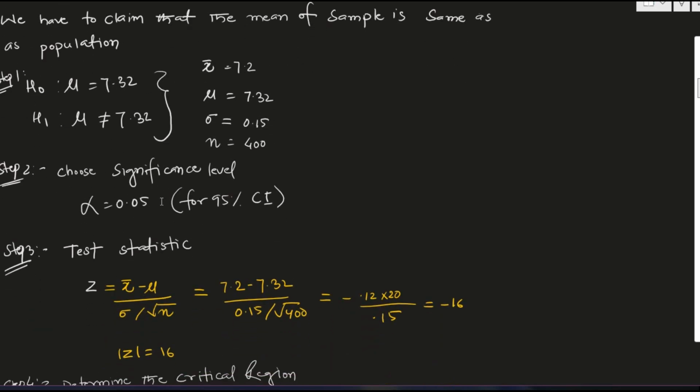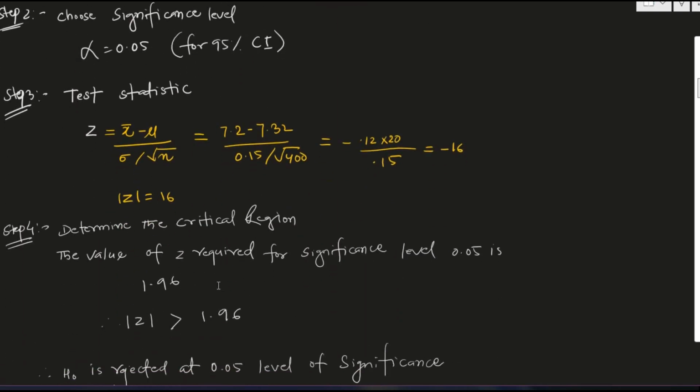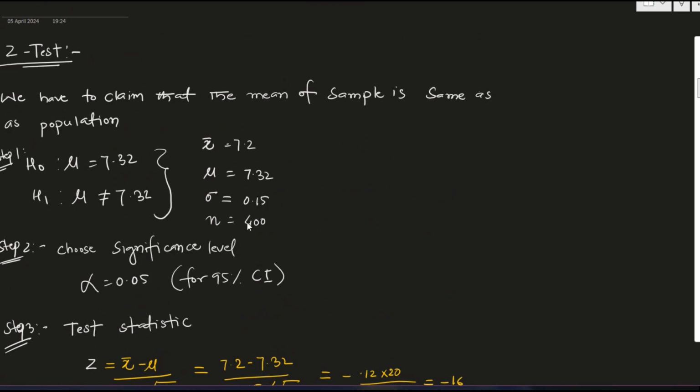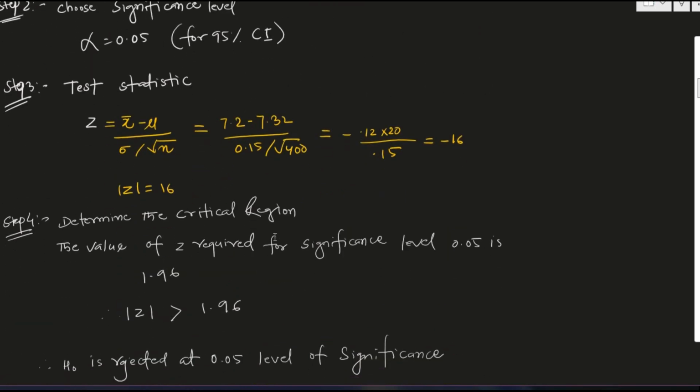Now, in step two of hypothesis testing, we have to choose the significance level. For a 95% confidence interval, the alpha value is 0.05. This is the most preferred significance value that we consider. In step three, we have to find the test statistic. Before that, we collect the data, but we already have the sample size as 400.